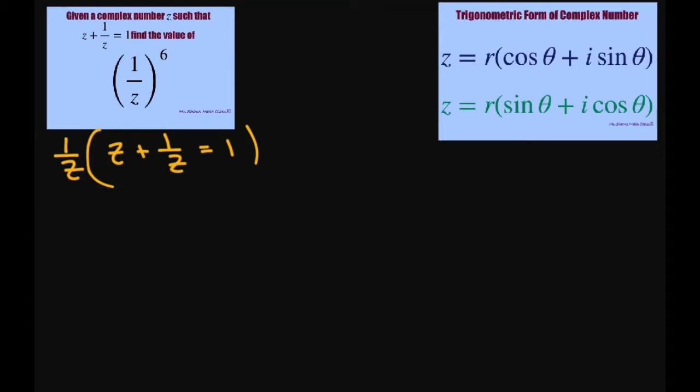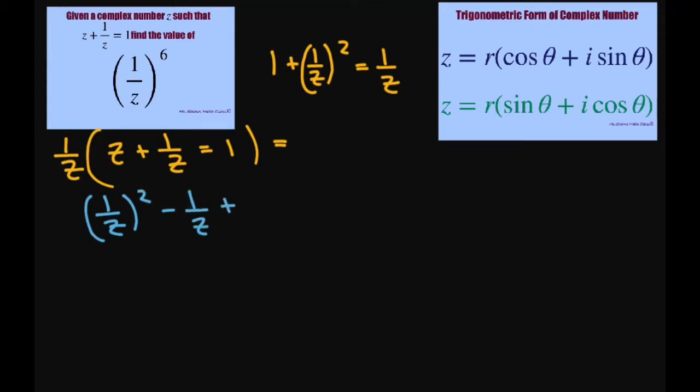And this is going to give me 1 plus 1 divided by z squared equals 1 divided by z. Now, we have a quadratic, so we can write this now as 1 divided by z squared minus 1 divided by z plus 1 equals 0. All right, let's let 1 divided by z equal big X. And when we do that, we're going to get big X squared minus big X plus 1 equals 0.